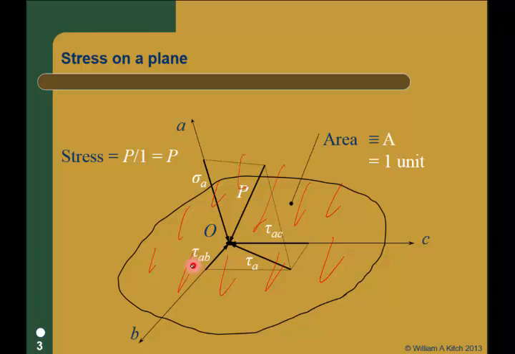This is not a universal description. I'll show you some other ways people describe these right now. So any traction acting on a plane can have 3 components. It can have a normal stress and it can have 2 shear stresses.